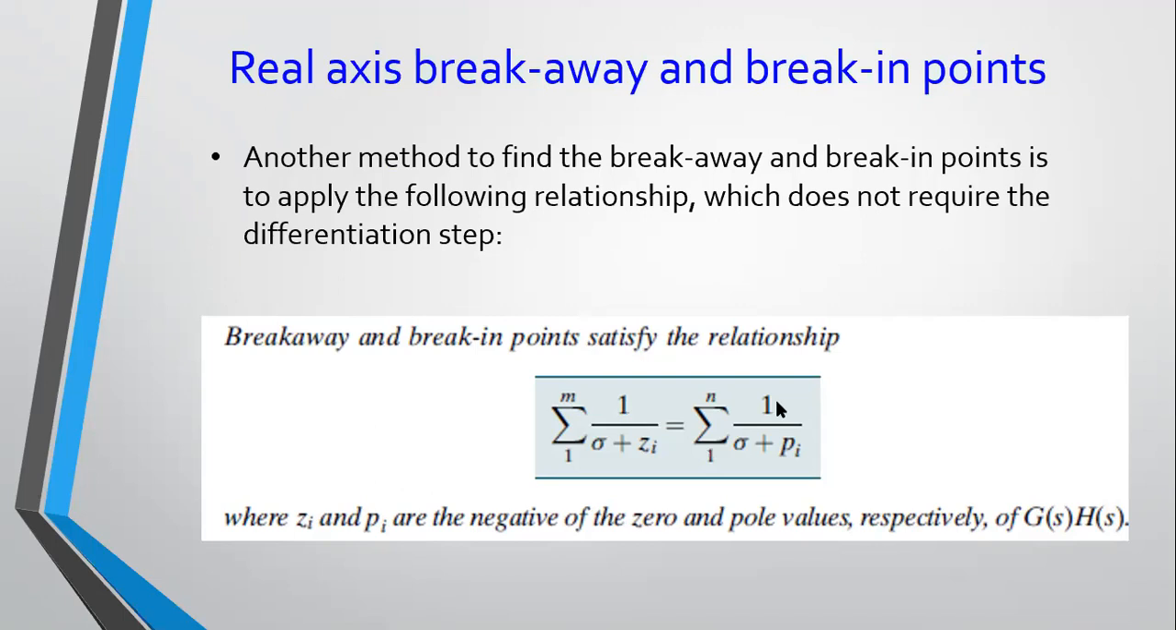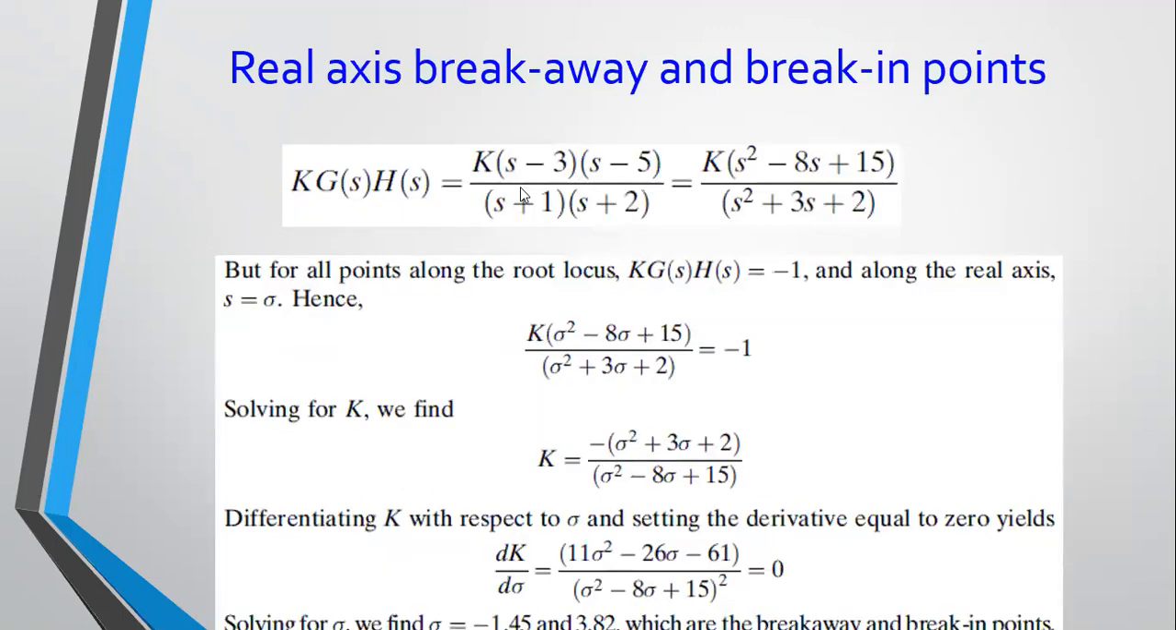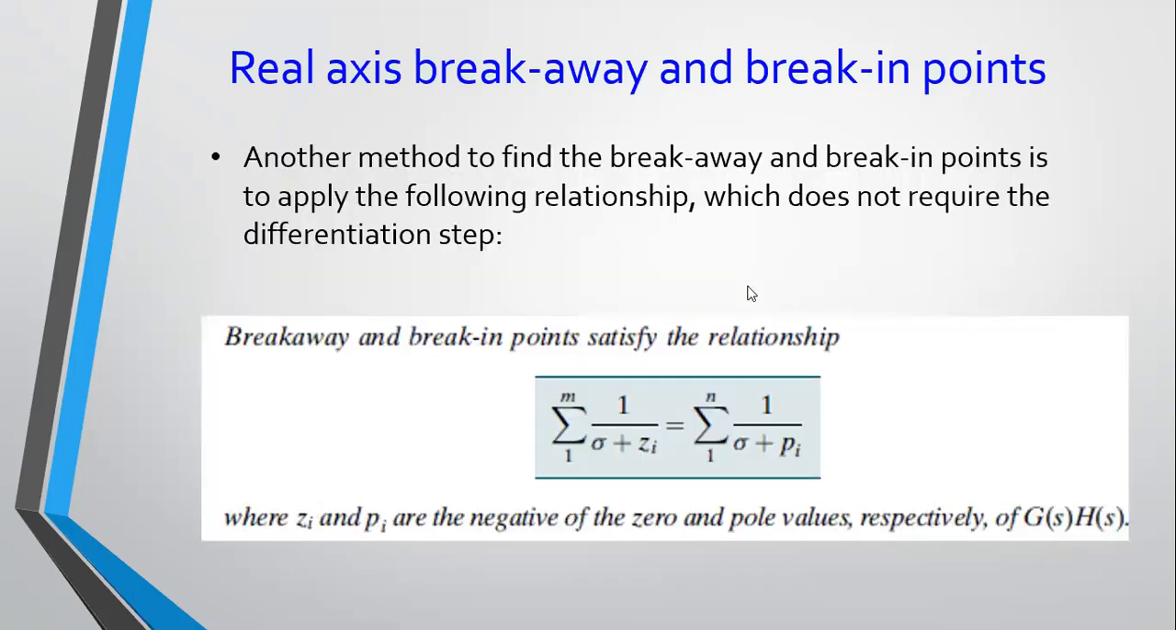So let's do that for this example again. You can clearly see here, these are actually the values we talk about. So if you have a 0 at 3, you have minus 3. If you have a 0 at 5, you have minus 5. So basically, this is going to be 1 over s minus 3 plus 1 over s minus 5 is equal to, so this sum for the poles on the right hand side, is equal to 1 over sigma plus 1 plus 1 over sigma plus 2. This is what this expression, this relationship is simply saying.